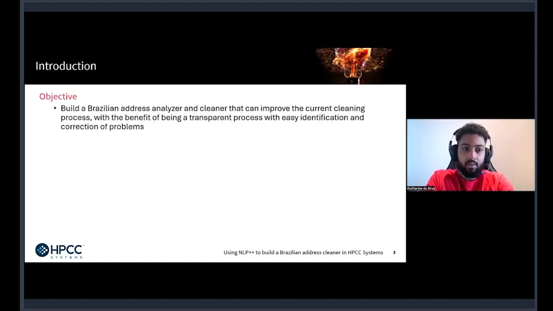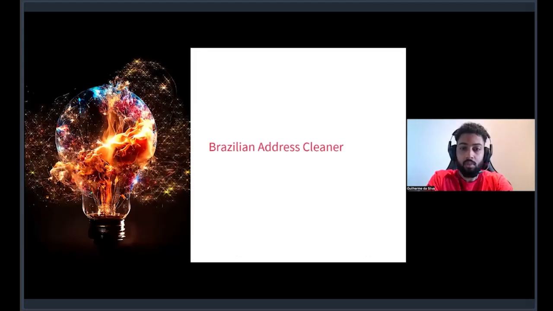So about this project, the objective is to build a Brazilian address analyzer and cleaner that can improve the current cleaning process, with the benefit of being a transparent process with easy identification and correction of problems.